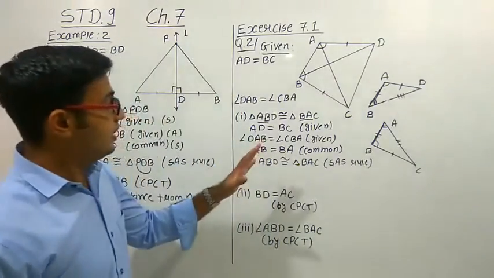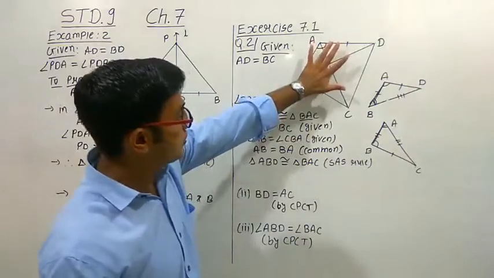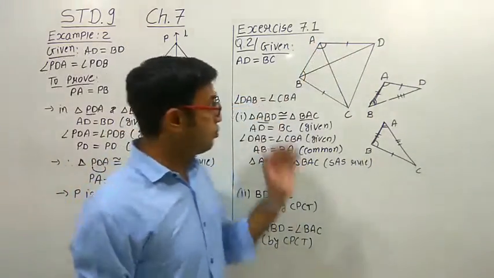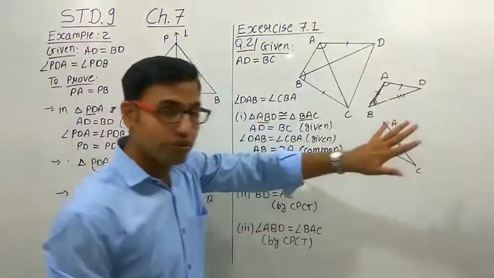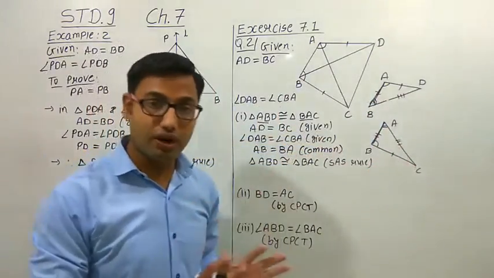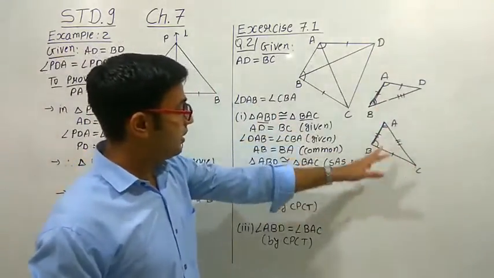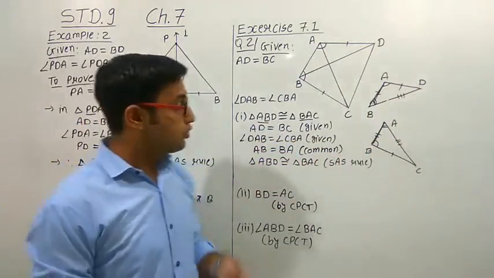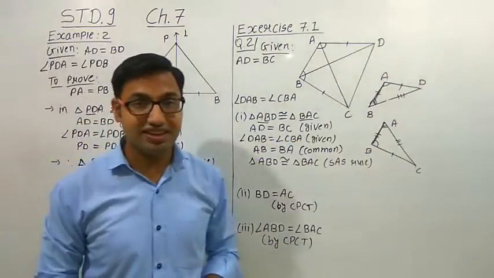So in this way, if you cannot understand the two triangles, because in many sums this type of diagram is given, you just do one thing: separate out both the triangles on which you want to work, and then apply, and then you can understand whatever you have to do. Okay, so this is all about this lecture. Thank you.